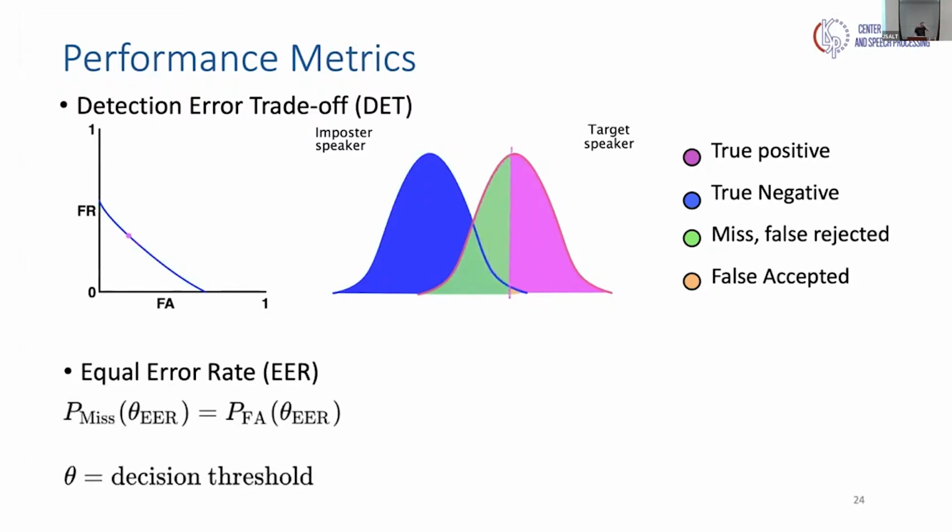One metric that is commonly used is the equal error rate. It's the point where the false rejection rate is equal to the false alarm rate. Basically, it's the point where the detection error trade-off curve crosses the y equals x line, right? This is the most common metric that you will see in papers for speaker recognition.